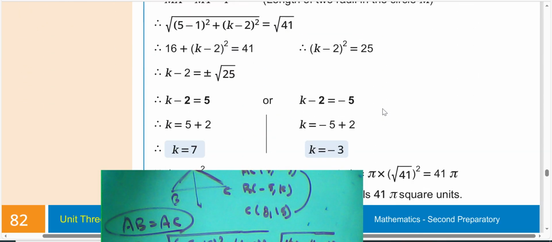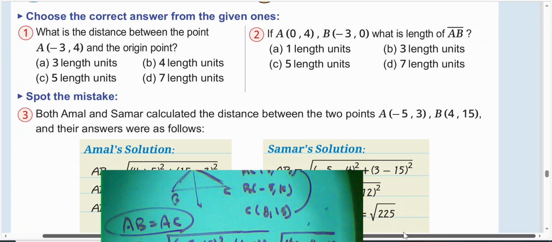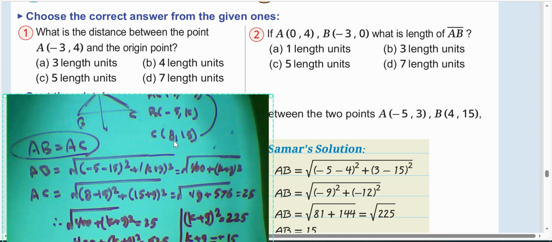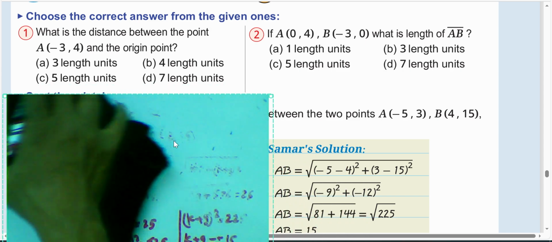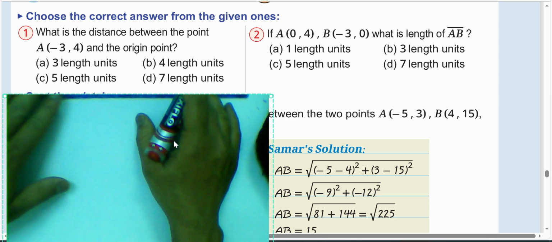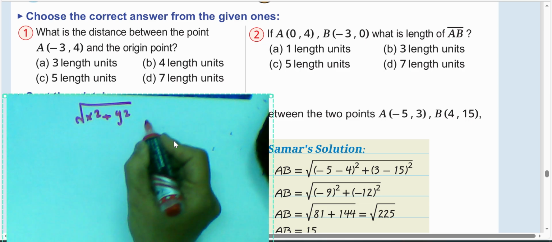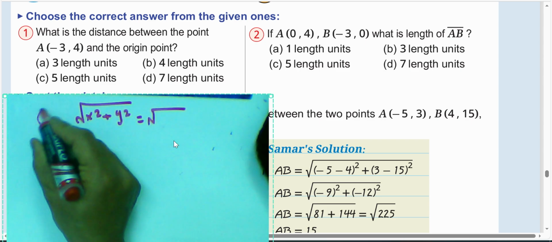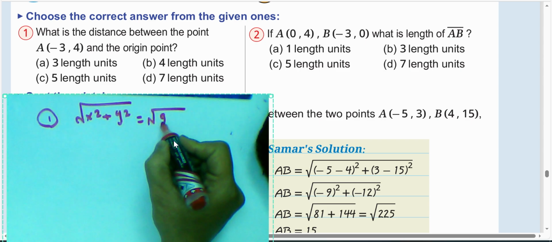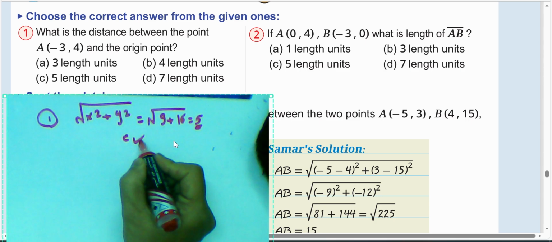Next example. Lesson assessment number 1. Choose the correct answer. What is the distance between the point A and the origin point? We can find the distance by using the rule square root of x power 2 plus y power 2. Then in this question number 1, we have 3 power 2, it will be 9, and 4 power 2, 16. The result will be 5 length unit. Choose letter C.